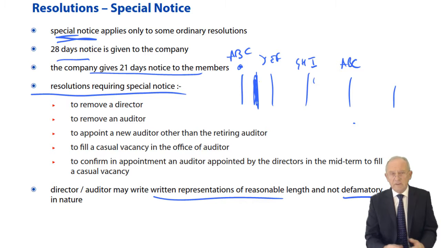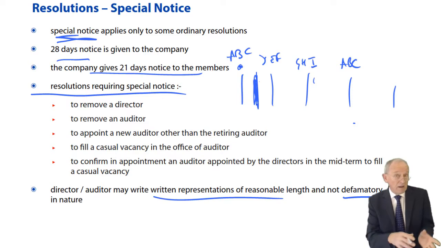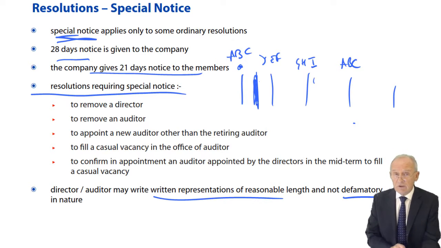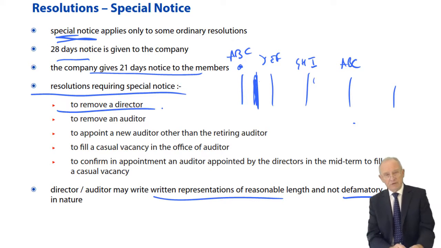The resolution is to be discussed and, if thought fit, to remove Mr. B as a director of the company before the expiration of his term of office. And the company will then notify B and say, sorry about this, Brian, but you've been proposed for removal by special notice of an ordinary resolution. Do you want to write your written representations of reasonable length and not defamatory in nature? And let us have them in the next few days, and we'll circulate them together with the notice of this meeting. So remove a director is the first.